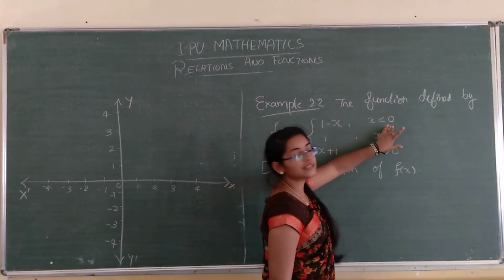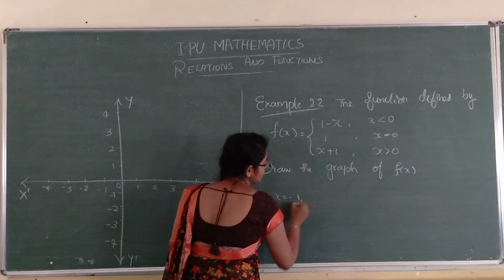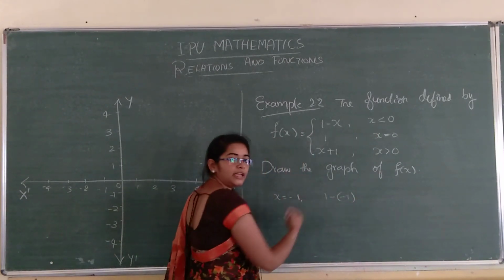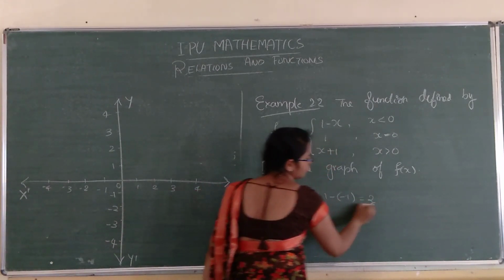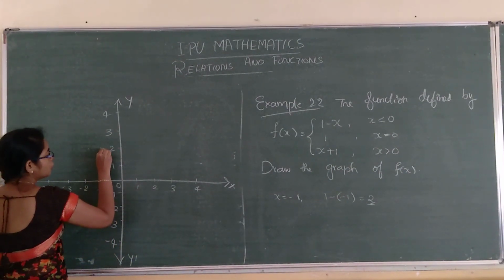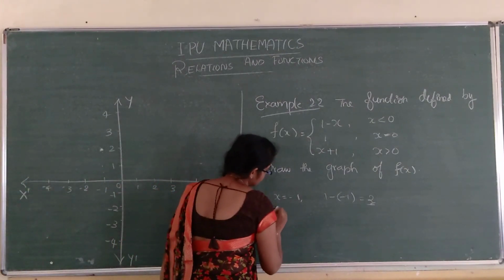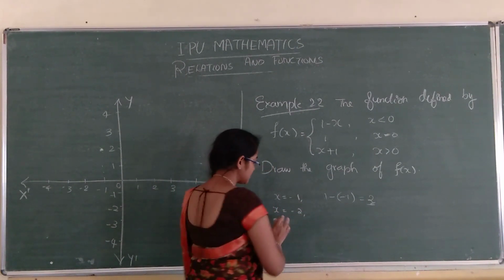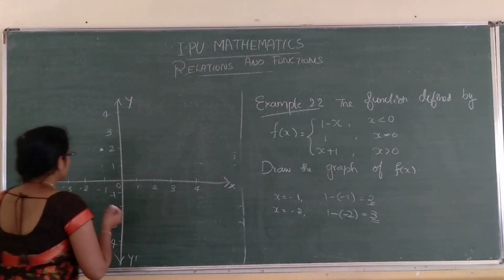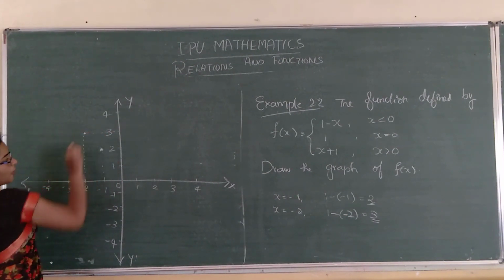See, if x is less than 0, then take x equal to minus 1. Then 1 minus x, with x equal to minus 1, the value is 1 minus minus 1, that is 1 plus 1, that is 2. For minus 1, the value is 2. So minus 1 comma 2 is a point. Then if x is equal to minus 2, 1 minus minus 2 is equal to 3. 3 is the value of y for x equal to minus 2. This is the point.